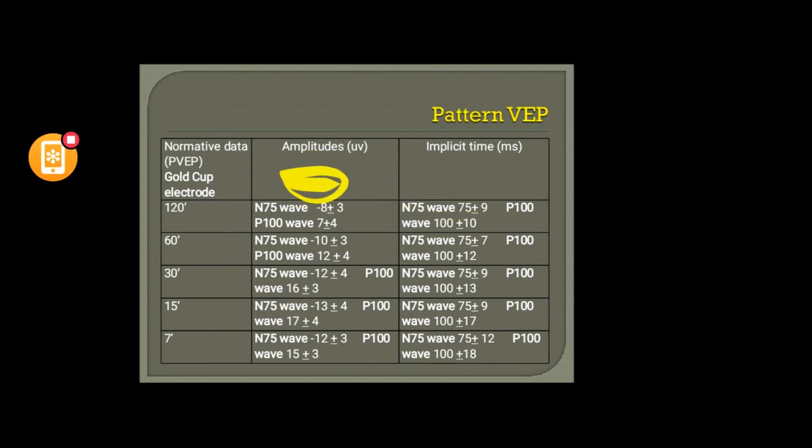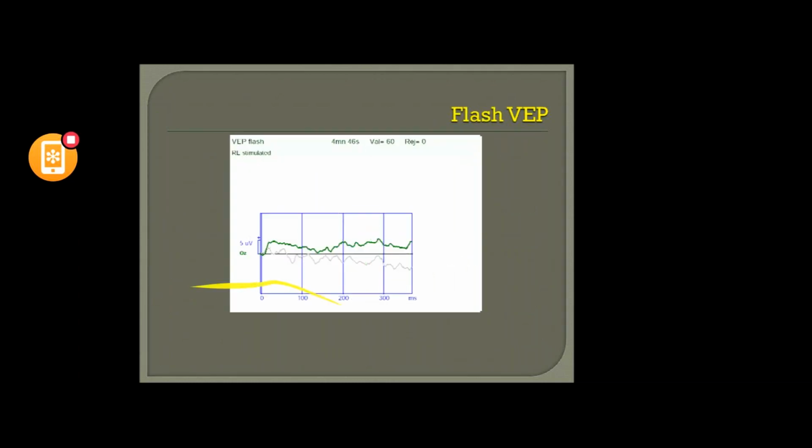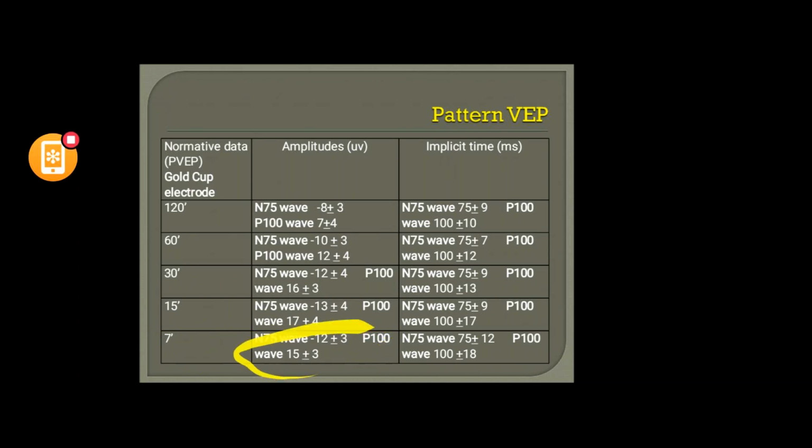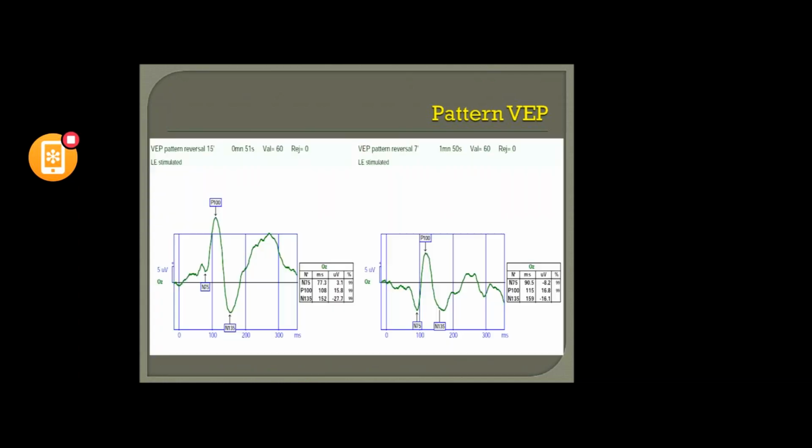At the center, it is all about the amplitudes, and at your right-hand side, it is all about your implicit time. One is in microvolts, another is in milliseconds. So at 120, this would be the probable range of amplitude. At 7, this would be the probable amplitude, and simultaneously implicit times would be like this. Now if you compare this, this is a good reproducible pattern VEP. All the parameters mentioned here and here are comparable with the normative data.